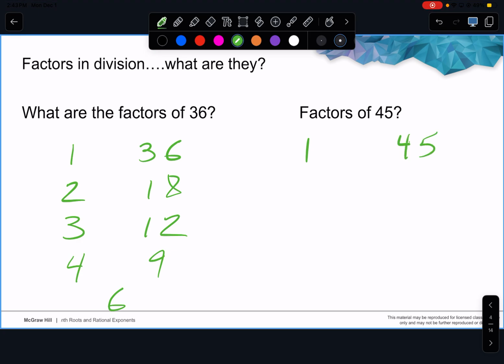45, I'm going to do about the same way. 1 and 45. Is it divisible by 2? No, because it's not an even number. 3 it is, because 4 plus 5 is 9. So 3 times 15. Doesn't work with 4, but it does work with 5 and 9. All right, we're getting close together. So the numbers between 5 and 9: 6, 7, 8. Nope, none of those. So that's it.